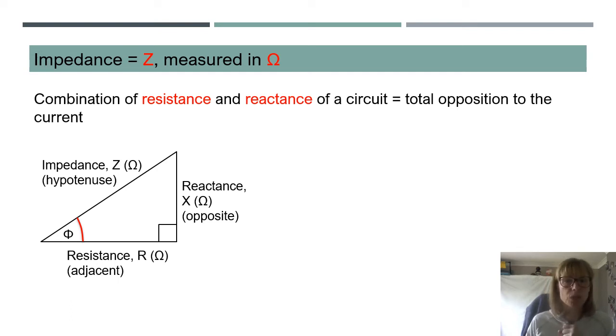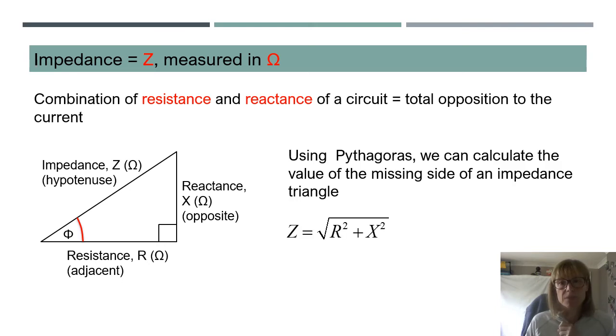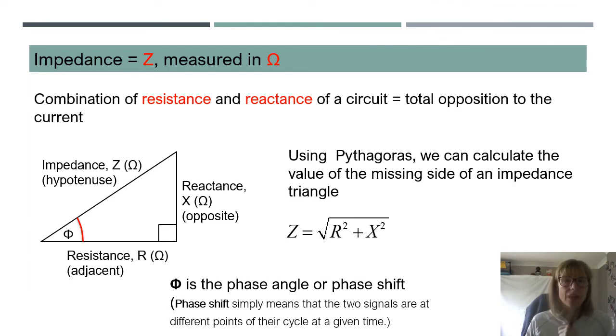And you can see here we use a good old right angle triangle to calculate this value. We put our resistance on the axis on the horizontal, and we put our reactance going vertically. Now, we can use Pythagoras to calculate the value of Z. It's a right angled triangle, and his rule applies. And there we have phi, which is the phase angle or phase shift between these two signals. And that's the letter phi again.